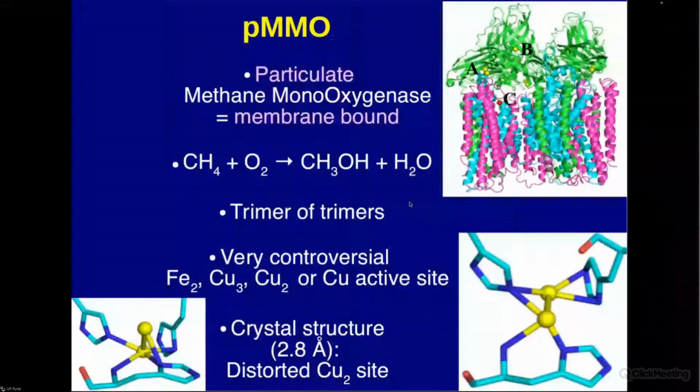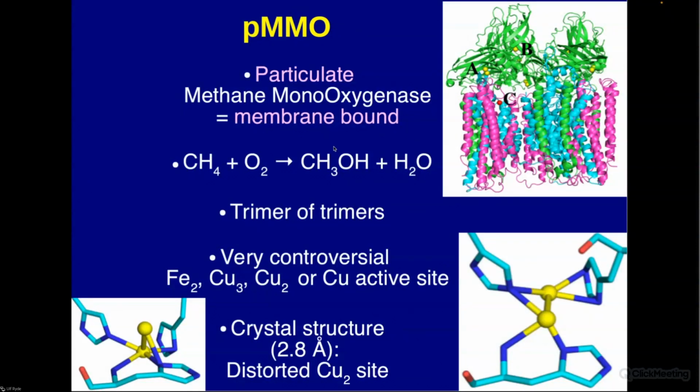Then we go to some other applications. So now we look at the protein called the particulate methane monooxygenase. Particulate says only that it's membrane bound. Methane monooxygenase says that it converts methane, oxidized methane, to methanol. And there are only two types of enzymes that can do this quite hard reaction.